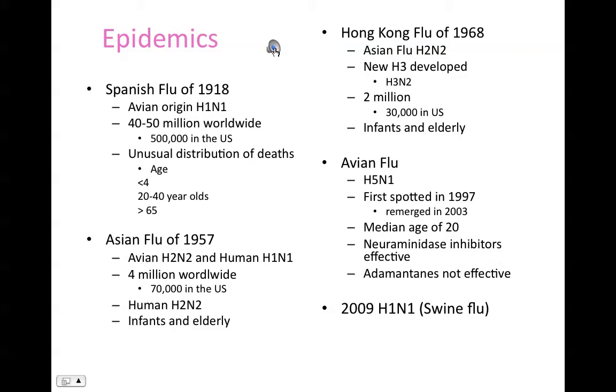This is just a summary of some of the unique features of the various pandemics or epidemics of influenza that we've just highlighted, where we have the Spanish flu of 1918, the Asian flu of 1957, the Hong Kong flu of 1968, the Asian flu H5N1, and the most recent H1N1 of 2009, which for a while was called a swine flu, but really was misnamed. And we really just should refer to it as the 2009 H1N1.